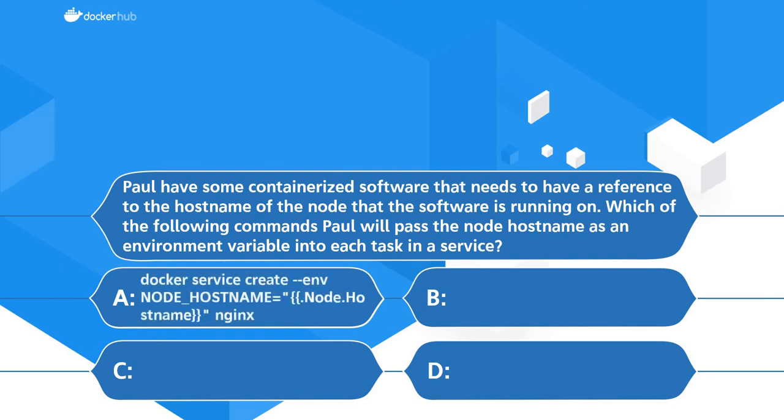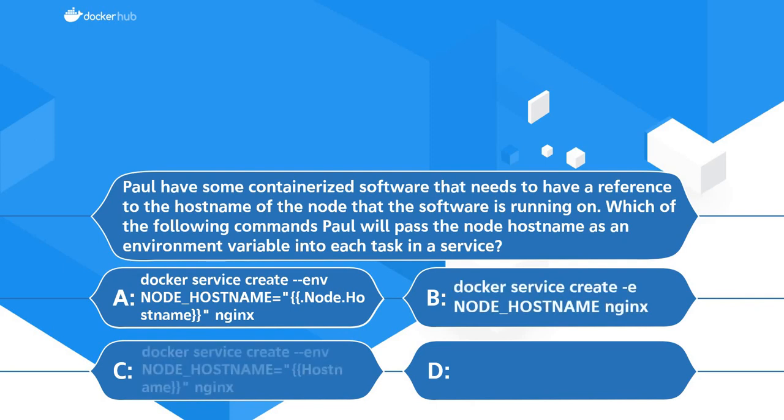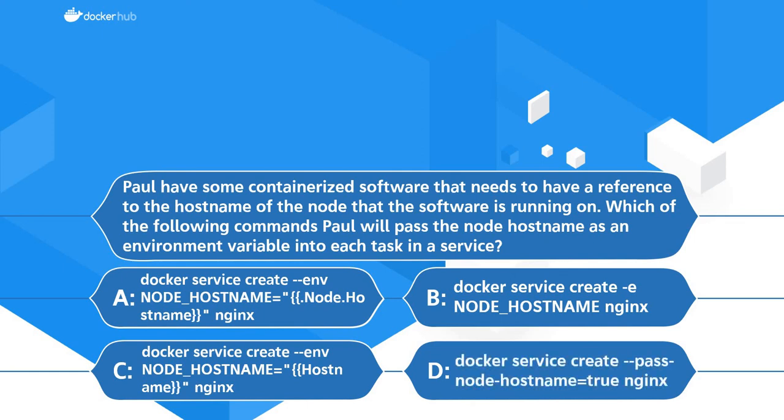A. Docker service create --env NODE_HOSTNAME=node.hostname nginx. B. Docker service create -e NODE_HOSTNAME nginx. C. Docker service create --env NODE_HOSTNAME=hostname nginx. D. Docker service create --pass node hostname=true nginx. Your time starts now.